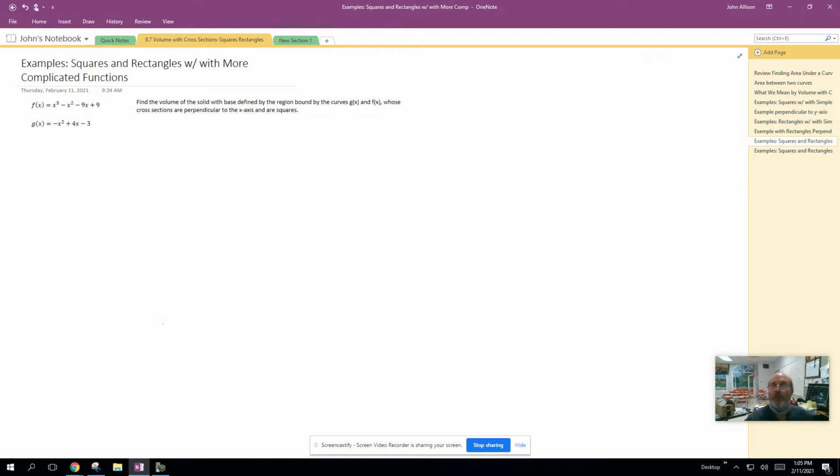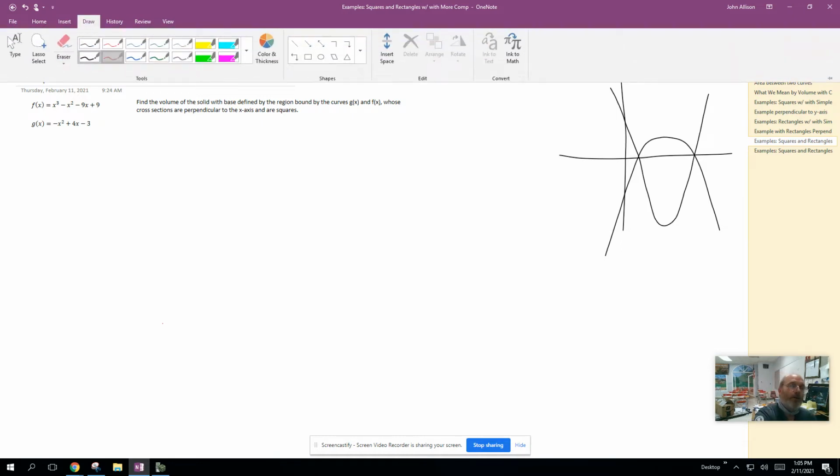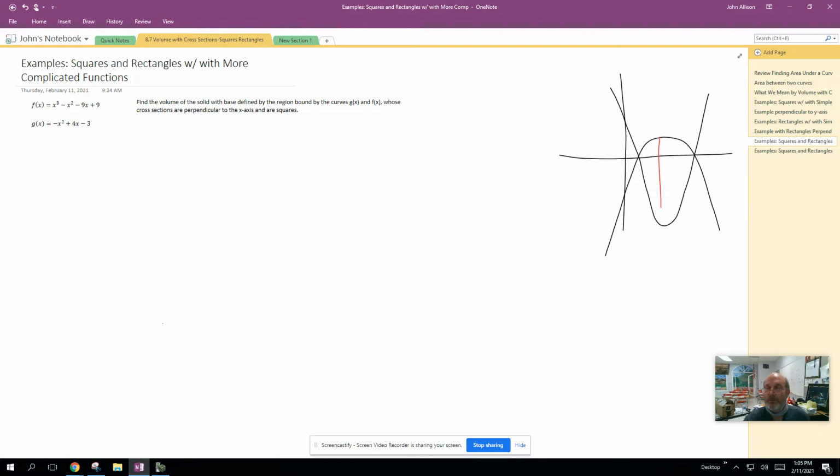Sketch the quadratic and the cubic to look like this. Our cross sections are going to be perpendicular to the x-axis. So I'm going to draw one rectangle with width dx. The length of that rectangle is going to be the quadratic g of x minus the cubic f of x, top curve minus bottom curve, right?